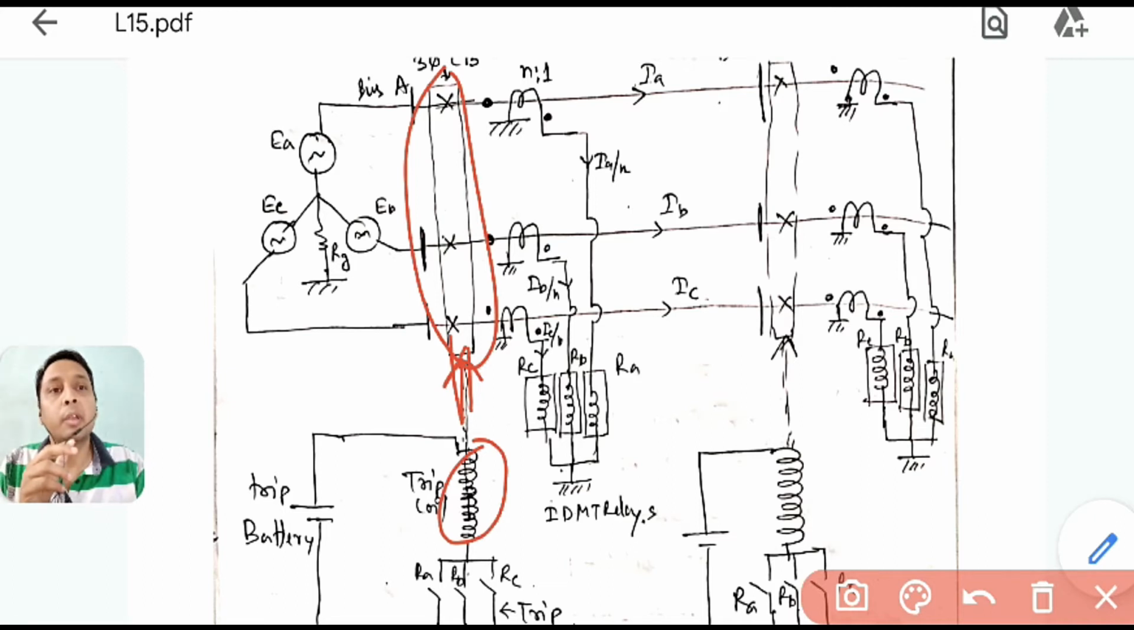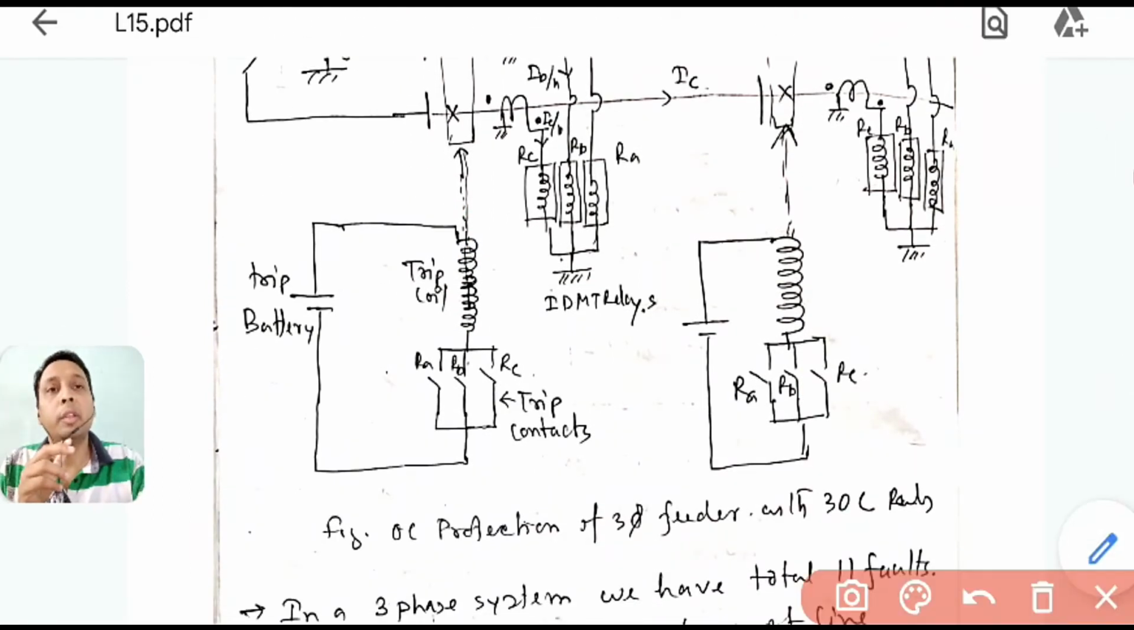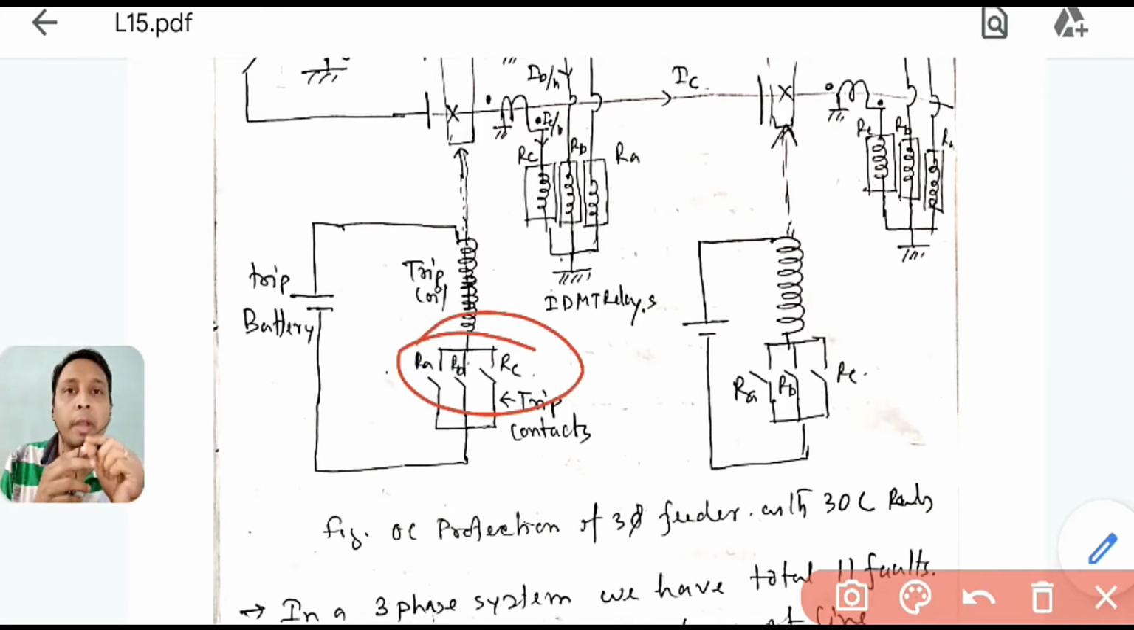So how will this circuit be closed? This trip circuit will be closed depending on the relay signals. You can see here it is an OR connection because all are connected in parallel. If any one of the signals is received, if RA operates, then it will trip. If RC operates, that also trips. If all three operate, then any one trip command will open the circuit breaker.